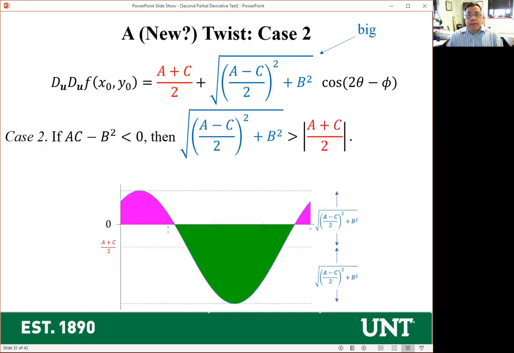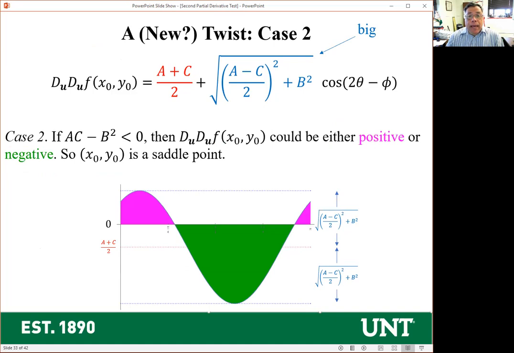For case 2, by the same reasoning, the amplitude in blue must be greater in magnitude than the vertical shift. And because the amplitude is bigger in magnitude than the vertical shift, we see that there must be some angles where it's positive, denoted in purple, and other angles where it's negative. And so, no hand waving, we see definitely it must be sometimes positive, sometimes negative, and without any hand waving, unlike the proof by completing the square, we see that x naught, y naught must be a saddle point.